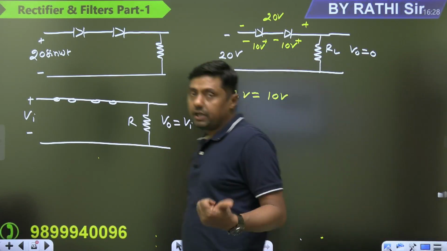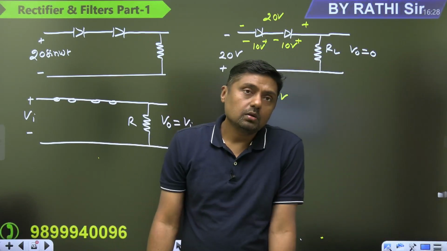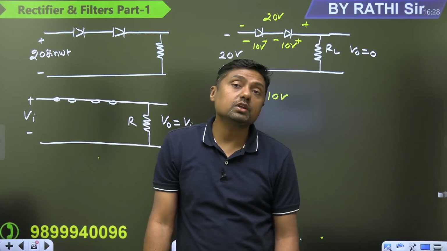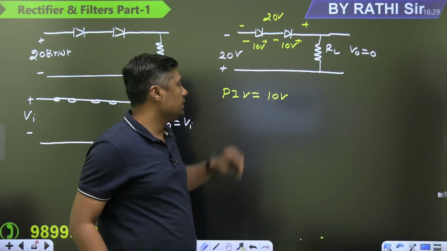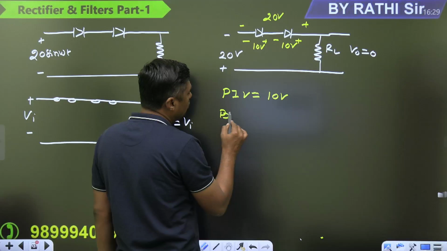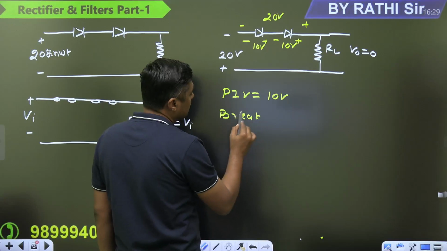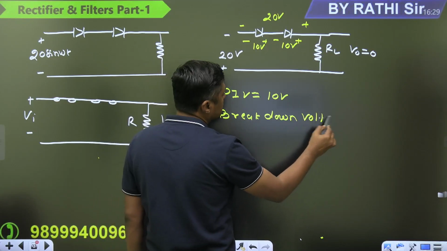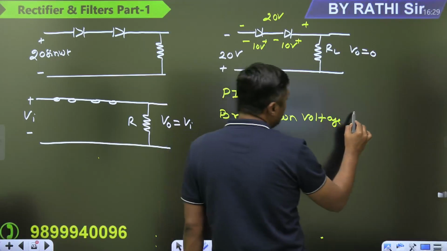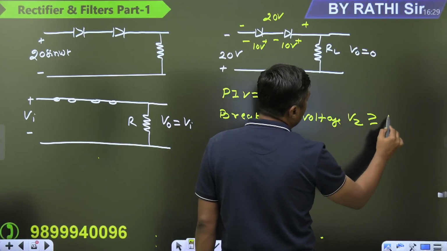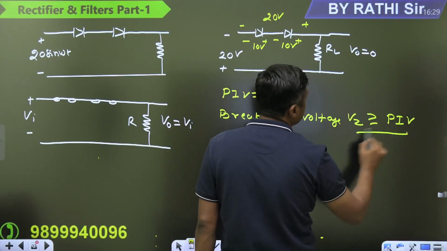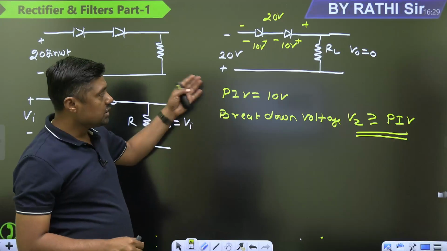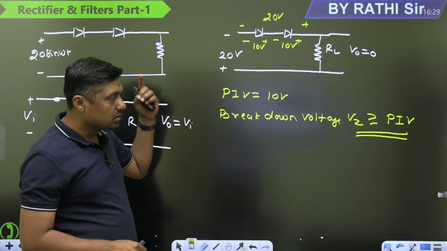Now again go to the market. Again, diodes are available with breakdown voltage what? 11 volt. Yes, okay. Why? Because the breakdown voltage should be greater than or equal to what? PIV. Or PIV should be less than or equal to the breakdown voltage. Now it is PIV. So now you can use that diode.